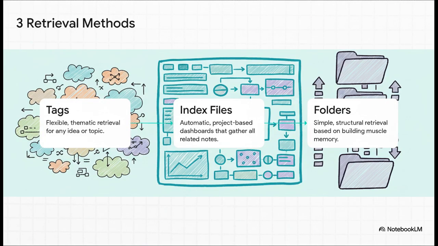So what's the solution? Well, it's this really elegant 3-part system. We're going to use tags for all the flexible thematic stuff. Then we've got index files, which are like these awesome automatic project dashboards. And finally, good old-fashioned folders, because you just can't beat that simple muscle memory for structure.